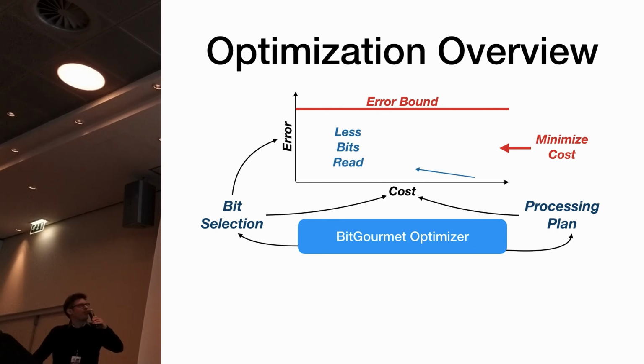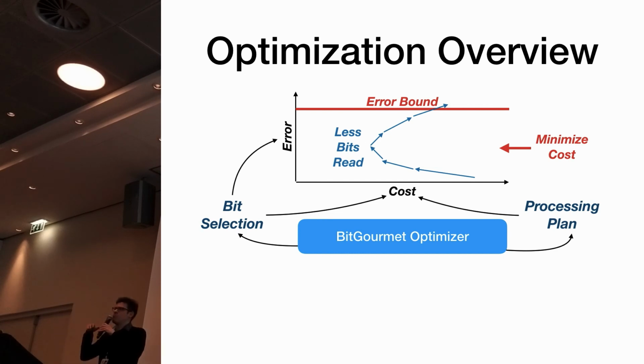For instance, if we keep reducing the number of bits that we read from hard disk, there will come a point where reducing the number of bits further actually increases processing costs, because evaluating the predicates actually becomes less effective if we know fewer bits, and we will have to process more rows that potentially satisfy the associated predicates.